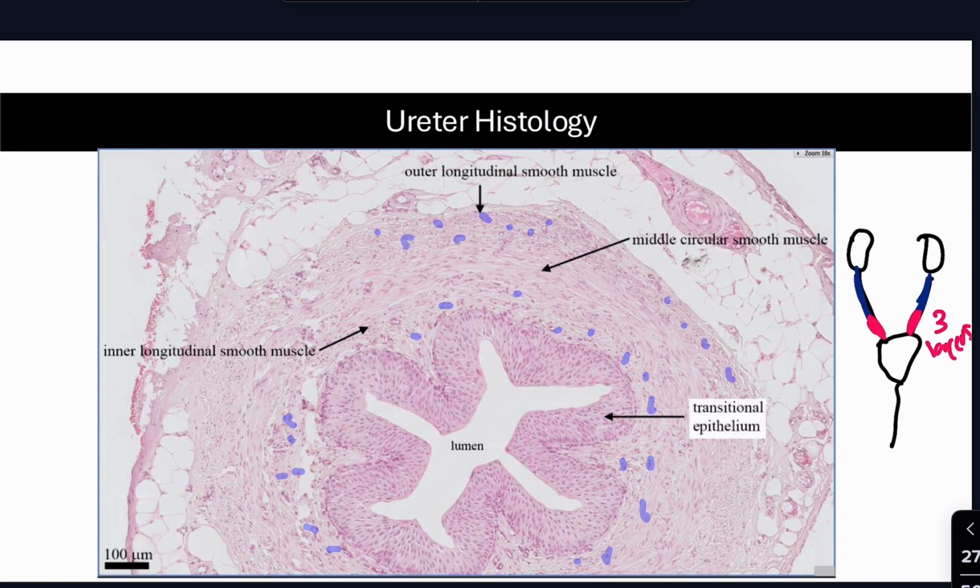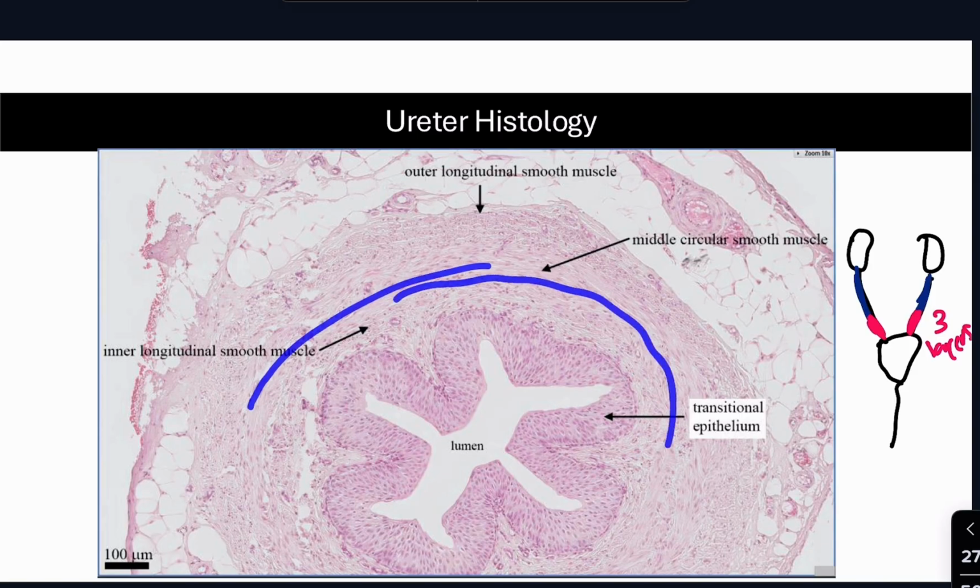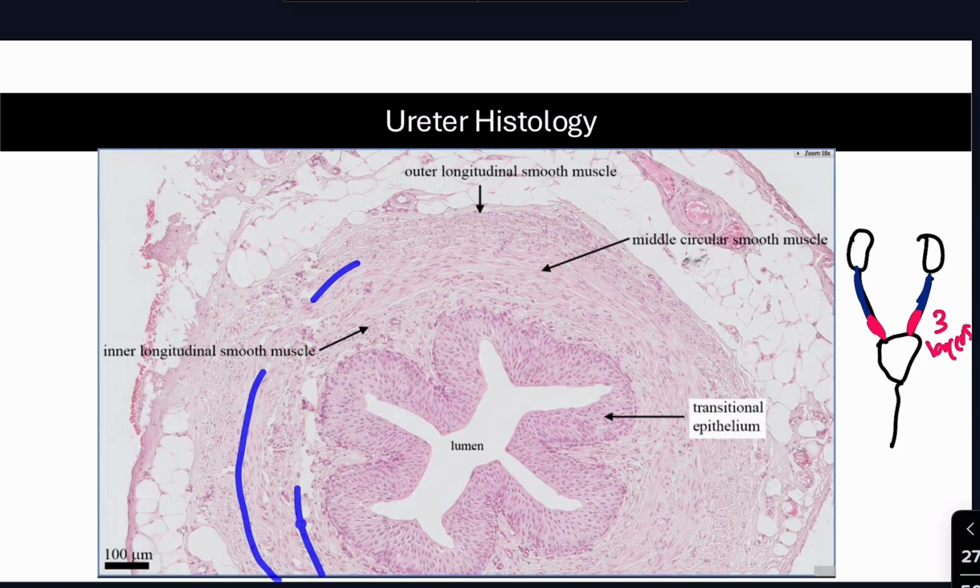And then in the middle is going to be more of a circular type of look. It's going to look circular, right? Because it's just based on the sectioning that is going to make that distinction, okay?